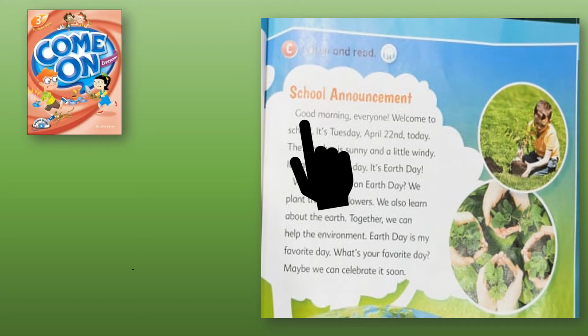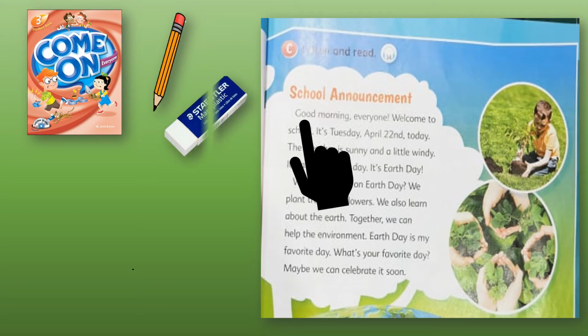Okay, you're going to need your student book, a pencil, an eraser, maybe. I hope you don't, but if you make a mistake, you will need your eraser. And this is what we're going to do. We're going to open the student book to page 27.